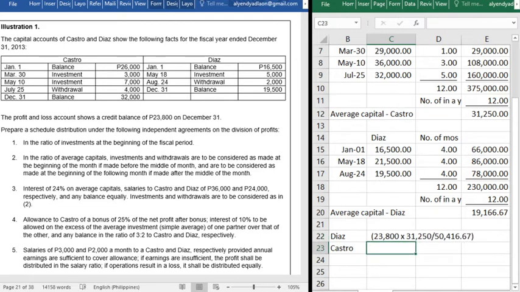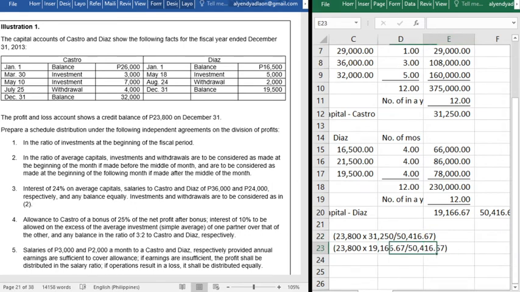50,416.67. And for Castro, we have 23,800 multiplied by 19,166.67 over 50,416.67. Okay, so that is how we do this.